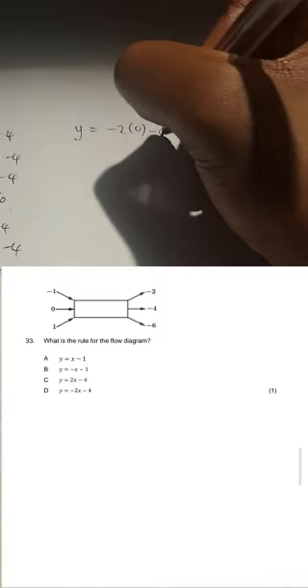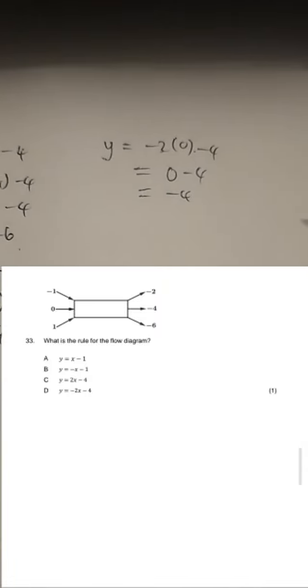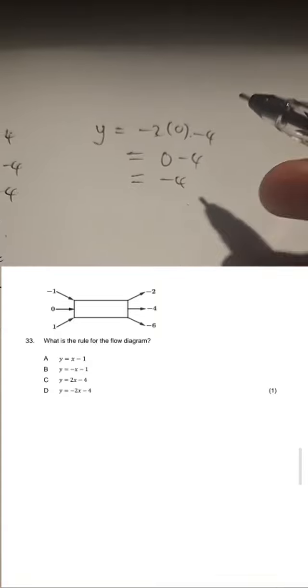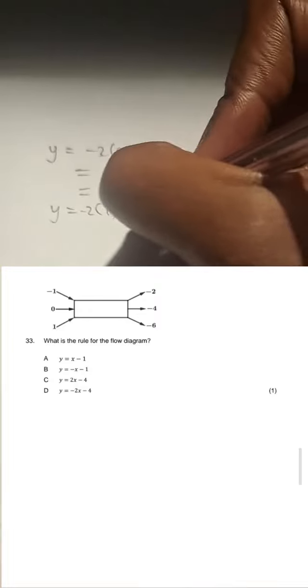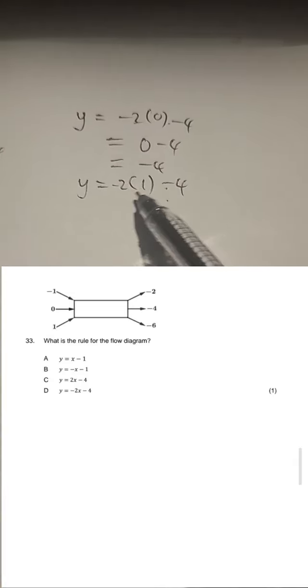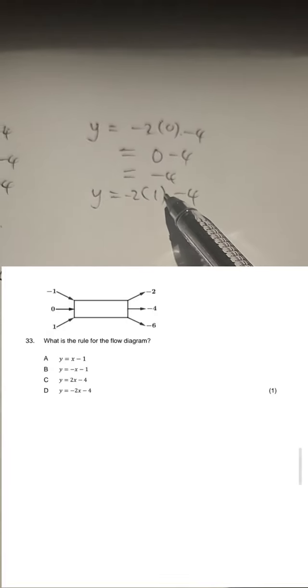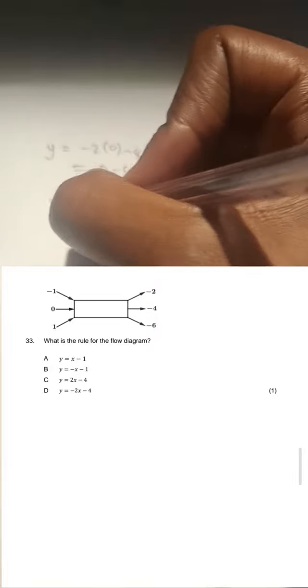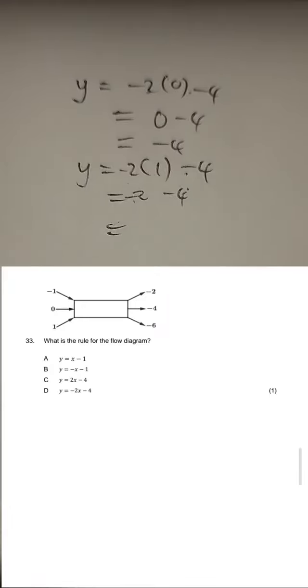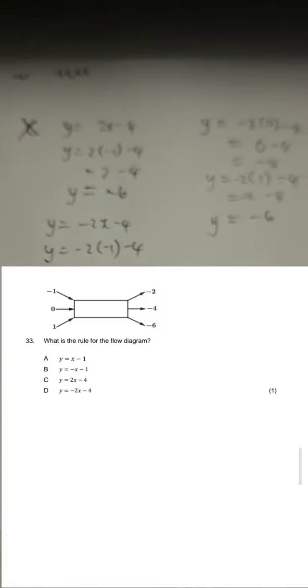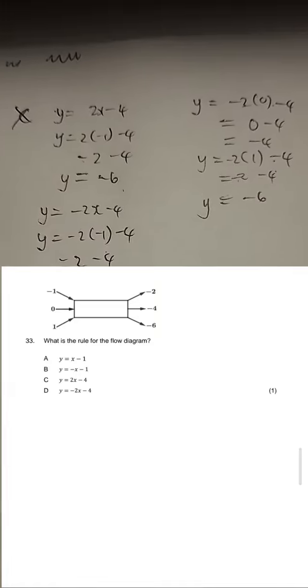Let's check the next value. Let's substitute 0. y is equal to negative 2 into 0 minus 4. If we substitute that, we get negative 2 times 0 is 0. 0 minus 4 gives you negative 4. Okay, it also works. When I substitute 0, I get my output, which is negative 4. Let's check the last value. When I substitute positive 1 into the same rule, D, y is equal to negative 2 into 1. What's negative 2 times 1? It's negative 2. Minus 4. Negative 2 minus 4 gives me a nice value of negative 6. Guys, this works very well.